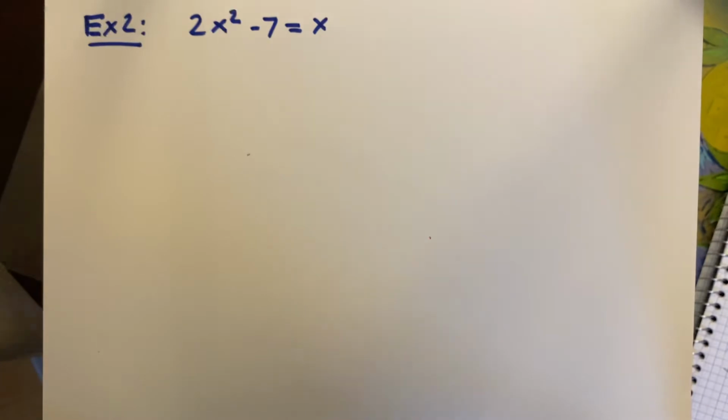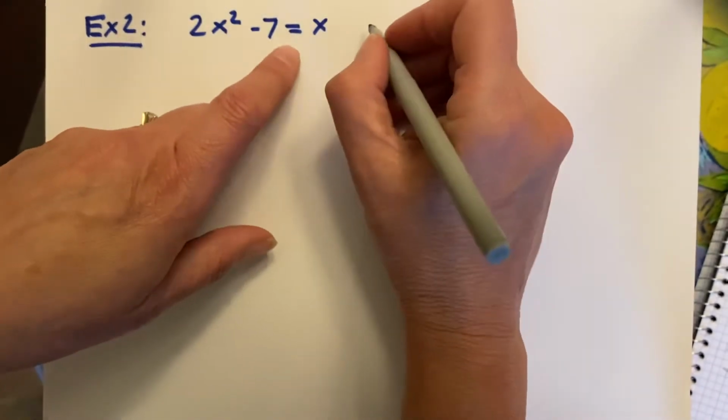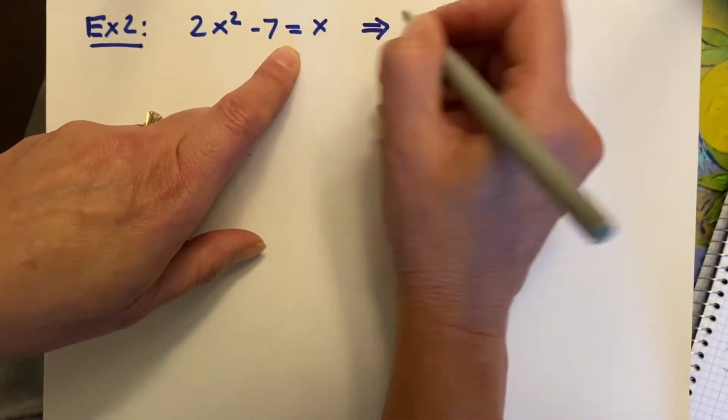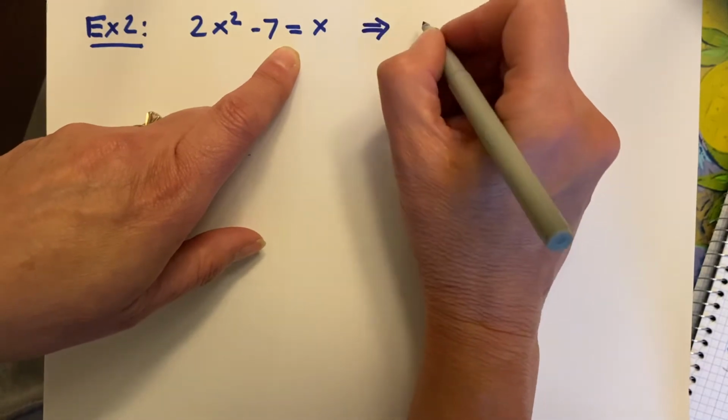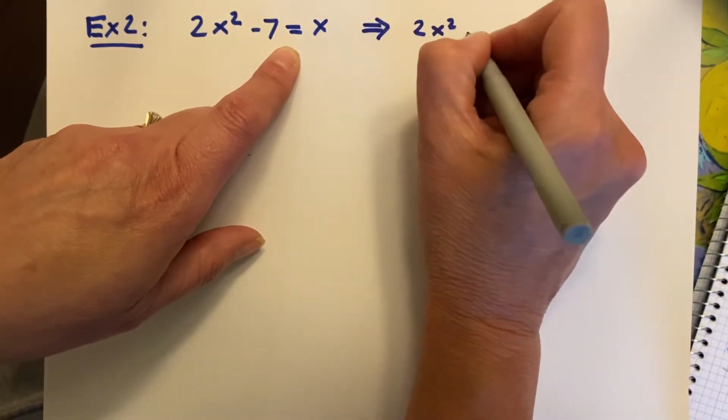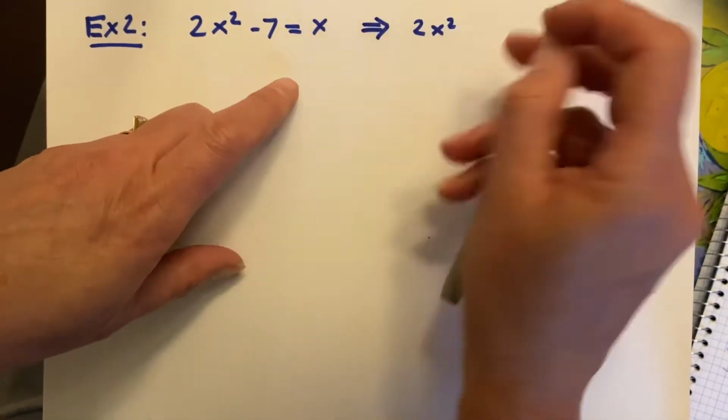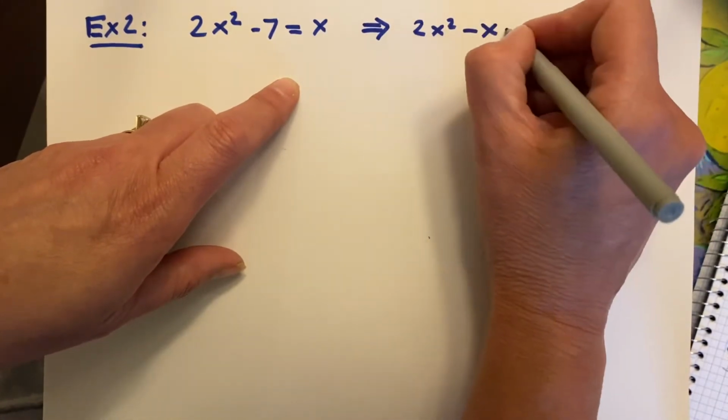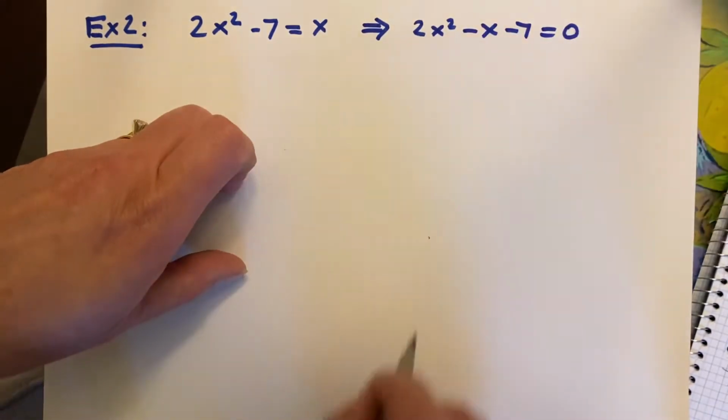One is it's not in proper order. So that's the first thing we need to do. We need to put this in proper order of descending degree. So 2x squared, I'm going to subtract the x from both sides, minus x minus 7 equals 0.